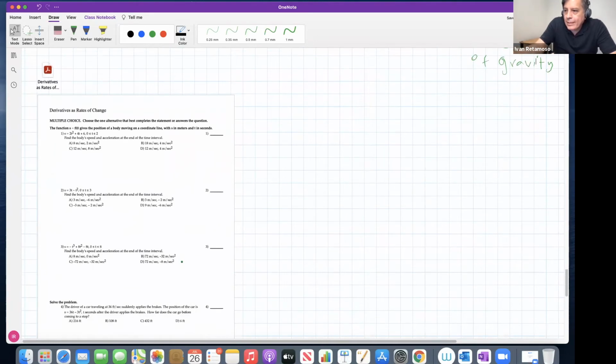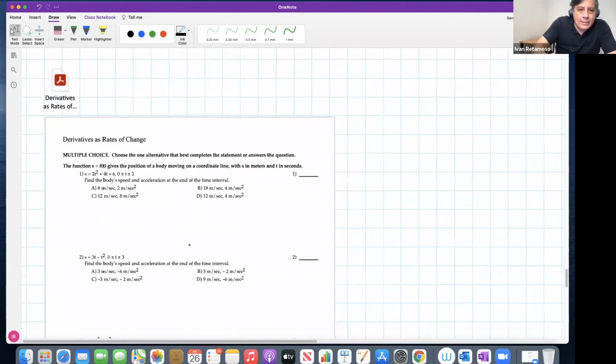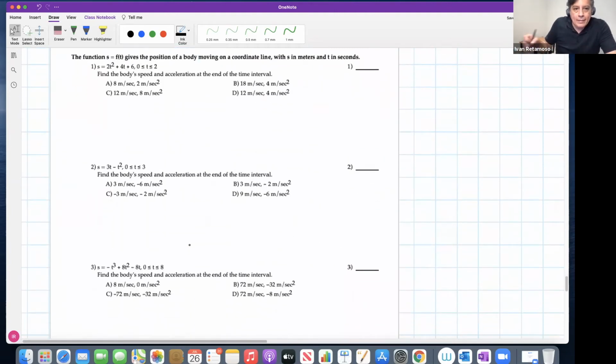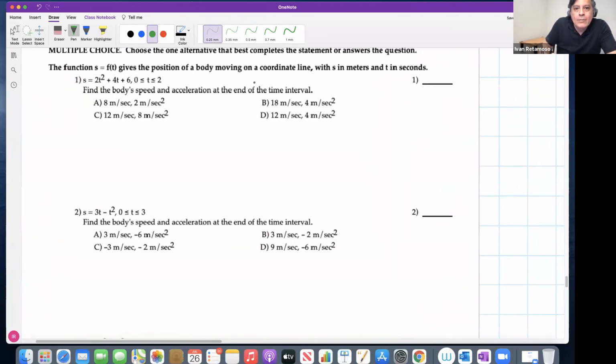So let me show you the first one, and then I will let you do number 2, okay? For the first one, it says the function s equals f of t gives the position of a body moving on a coordinate line with s in meters and t in seconds. This is the function. Question: find the body's speed and acceleration at the end of the interval. They're giving you an interval for your time. t goes from 0 to 2 seconds, right? So at the end of the interval means at this value of t.